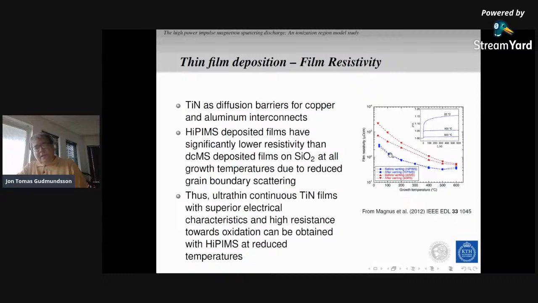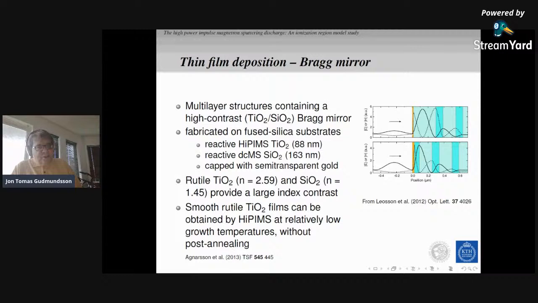Here is another example where we grow multi-layer structures of titanium oxide and silicon oxide to create a Bragg mirror. Because HiPIMS provides smooth surfaces, we can grow a very well-defined stack that allows us to create this kind of structure.